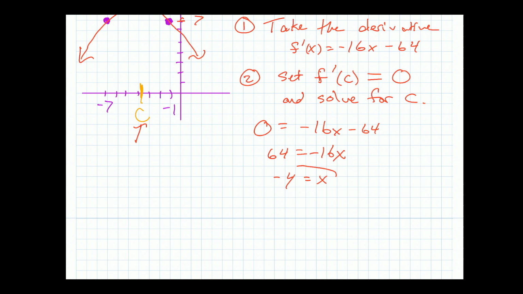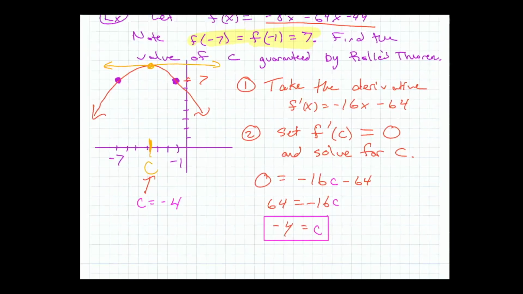Ooh, hold on. I said we were going to call it c, and I didn't. C, c, c. So I just put c in the derivative and then did all the same work. So that's it. And so this must be at negative 4, which is in between negative 1 and negative 7. And that's all they want.